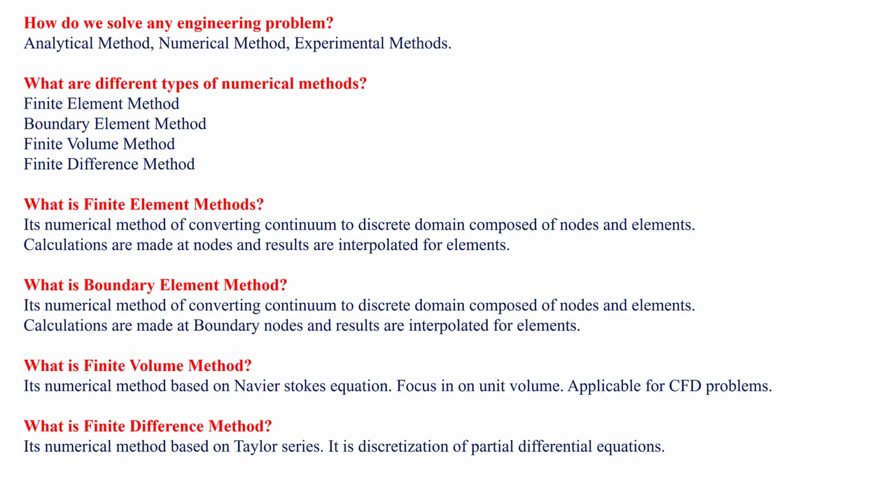When it comes to the finite element method, the entire model consists of nodes and elements, right? We know that. The calculations are made for the nodes and the results will be interpolated for the elements. This is what we do with FEM. When it comes to the boundary element method, we just calculate at the boundary nodes and interpolate the results over the elements. Only boundary nodes are taken into account here.